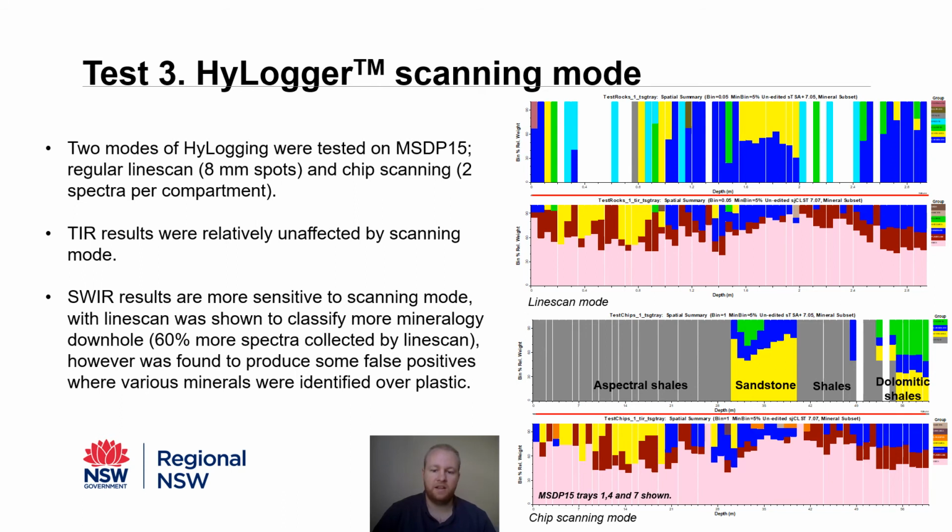Where line scan collects and classifies much more mineralogy downhole, it also produces much more false positives, with minerals identified over plastic. For example, on the top right we can see epidote incorrectly identified in MSDP15 and is only occurring over the plastic section breaks.